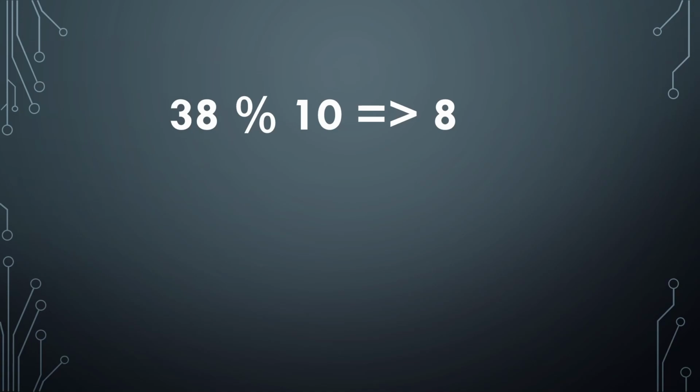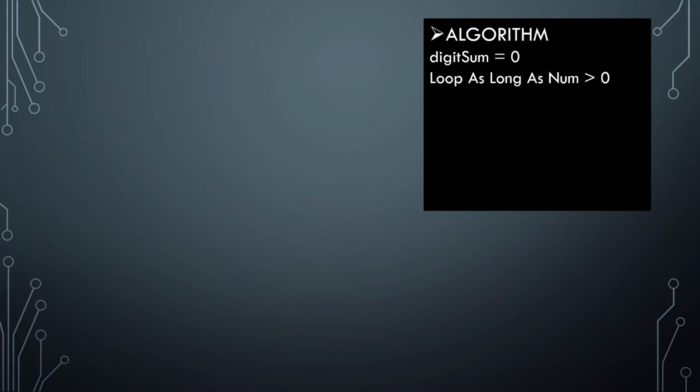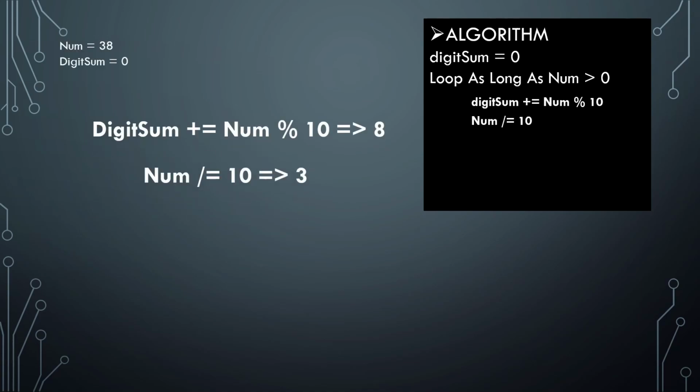Now what if I say 38 divided by 10? We will get 3. So imagine this. If I have a variable that will store for me the sum of the digits, and if I use a loop to repeat these calculations for me as long as the number after being divided by 10 each time is greater than 0, because if you keep dividing a number by 10, at some point it will reach 0. And each time we do mod 10, we obtain a digit from that number. So we can add it to the variable that holds the sum of the digits.